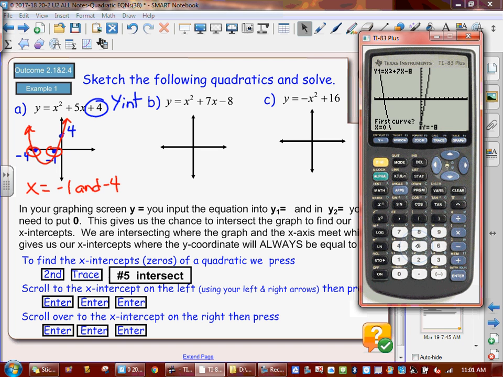Mine's way down here. Your cursor is usually always on the y-intercept. In the first example, my cursor started up here because it was at +4. This one starts down here because it's on the y-intercept at -8. That's why. So we want to find this intersection right there. We're going to enter 3 times, and it's going to find us +1.